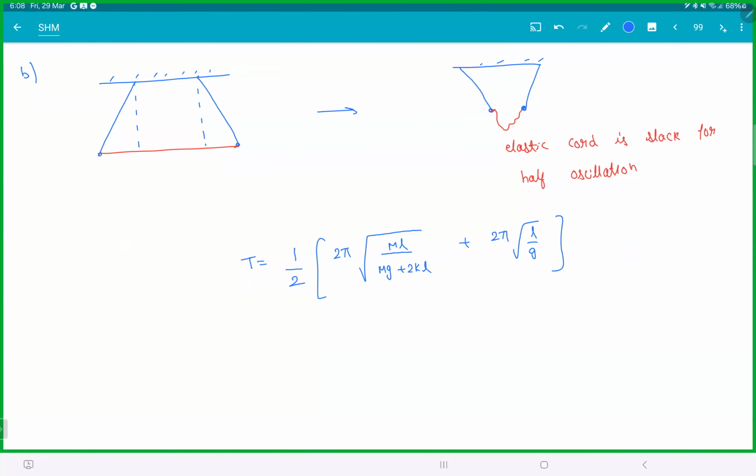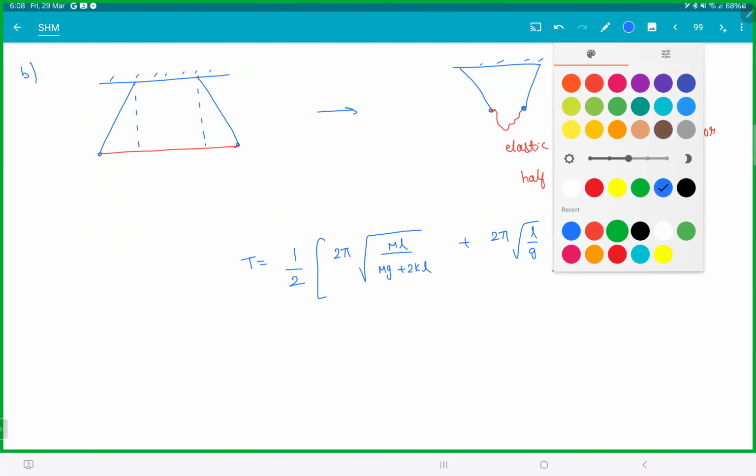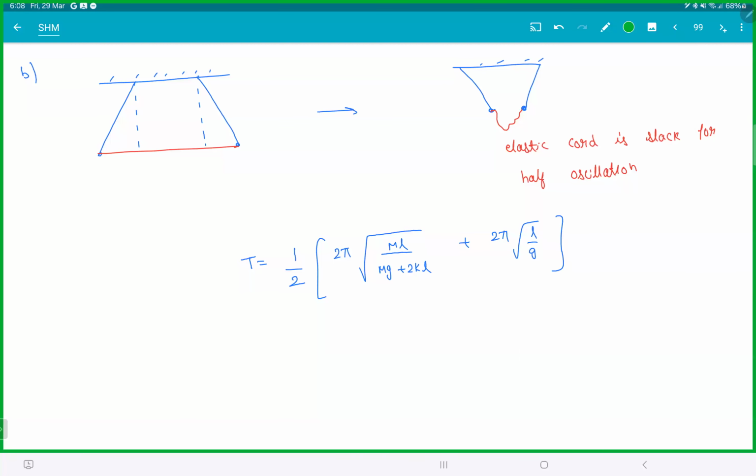Make sense? Only when both of them go away from the mean position, the elastic cord will stretch and pull. So it'll act like a spring. But the moment they come closer, it just gets loose and it is massless, so it won't matter. So when stretched, the elastic cord is similar to a spring. Clear with this?